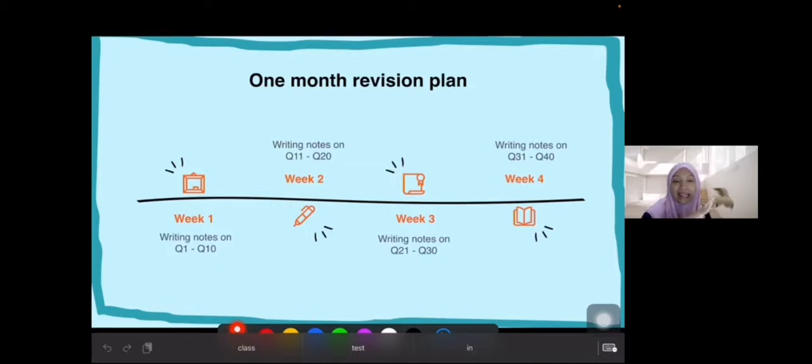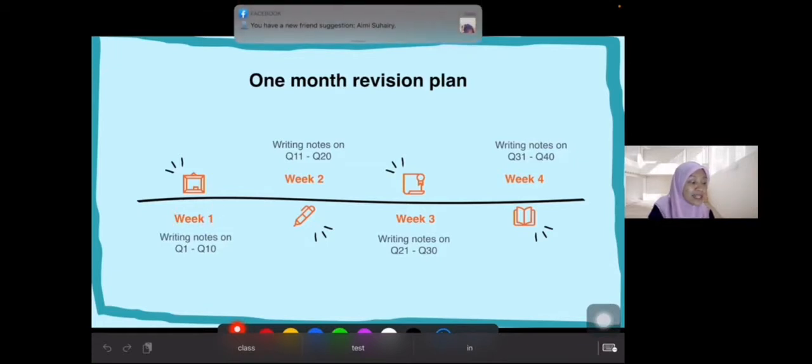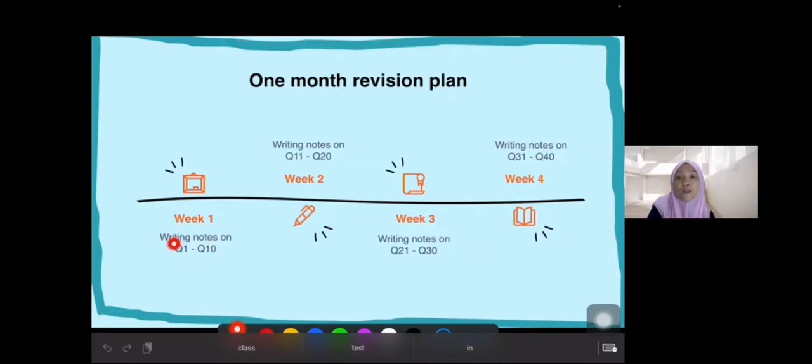Okay, so kalau a month punya revision plan, kita boleh buat nota ni. Week pertama start dengan question number 1 sampai question number 10. Kalau ada 3 set, maksudnya you akan melibatkan 30 soalan. Banyak kan?